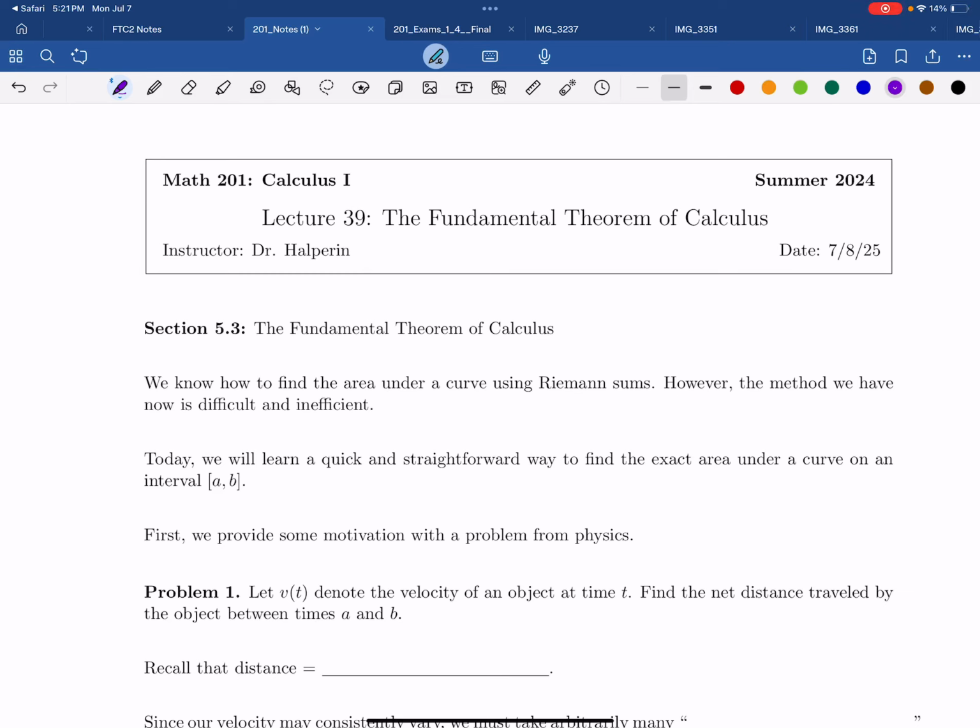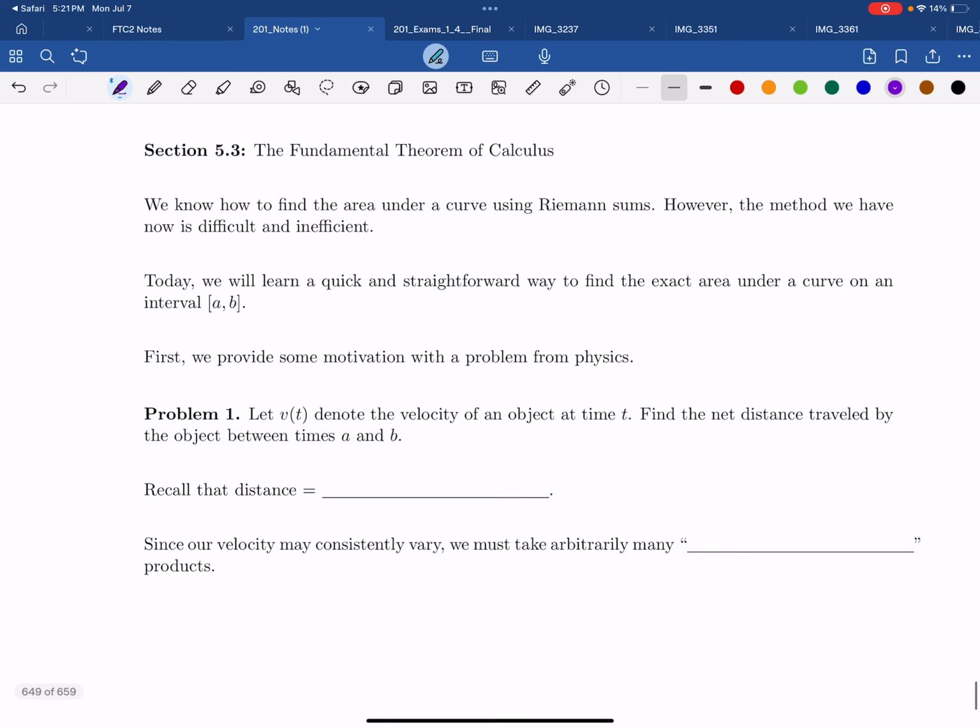This is section 5.3, the Fundamental Theorem of Calculus. Here's where we relate the derivative and the integral, and more importantly, learn a way to find the exact area under the curve without having to do all of those crazy limit techniques.